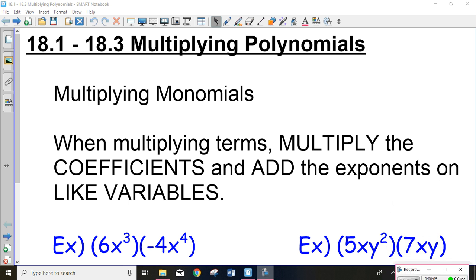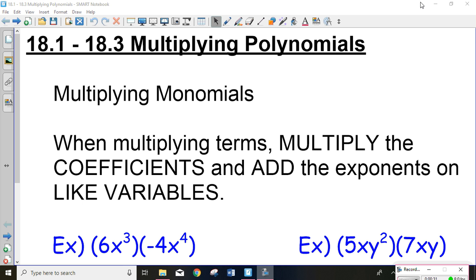Hello. Today we are going to go over the notes over 18.1 to 18.3. Even though it's 3 different lessons, really all as one station, it's all about multiplying polynomials, which you'll see really goes back to some of the stuff that we've done previous. We're just combining parts together.